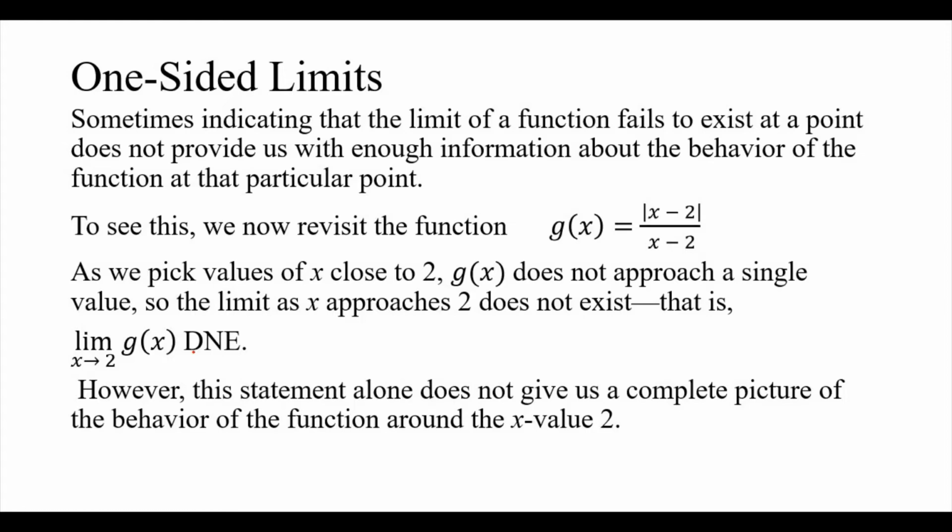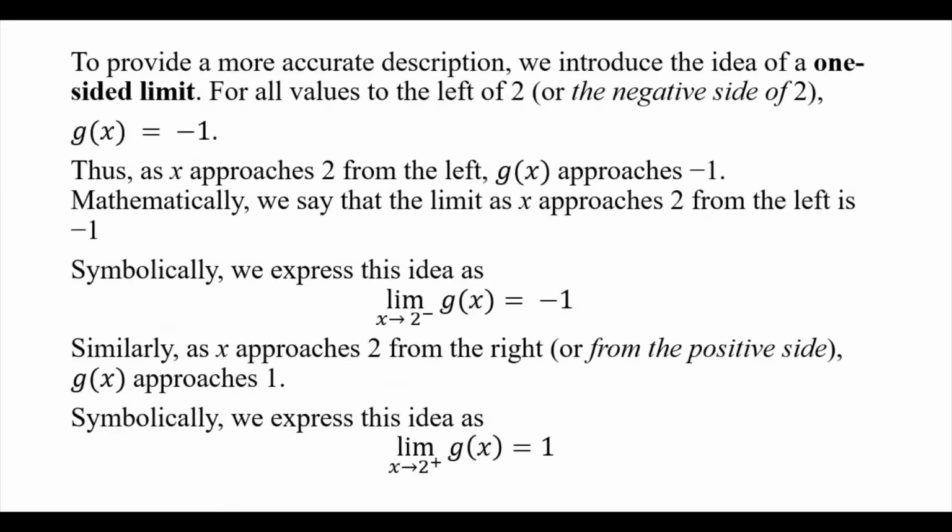As we pick values of x close to 2, g of x does not approach a single value, so the limit as x approaches 2 does not exist. We say that the limit of g of x when x goes to 2 does not exist. DNE stands for does not exist. However, the statement alone does not give us a complete picture of the behavior of the function around the value of x equals 2. To provide a more accurate description, we introduce the idea of a one-sided limit.